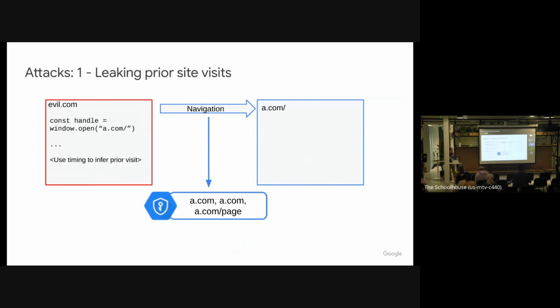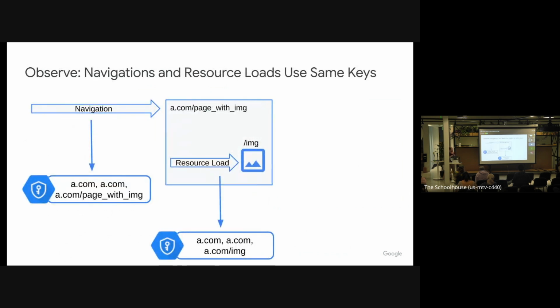One is that if a user navigates to evil.com, it can perform a navigation to any site that it wants to probe information about, and then learn whether the user has visited that site previously. So this is concerning, but also there's an attack that's worse, and it comes from this observation here.